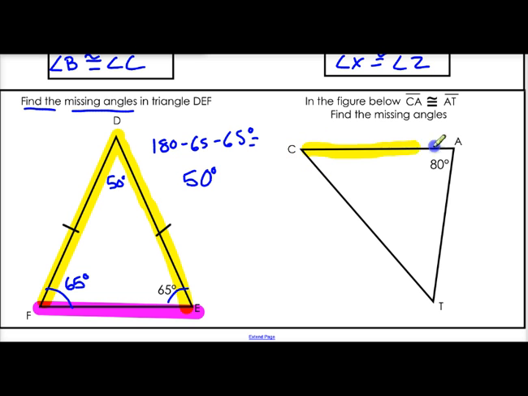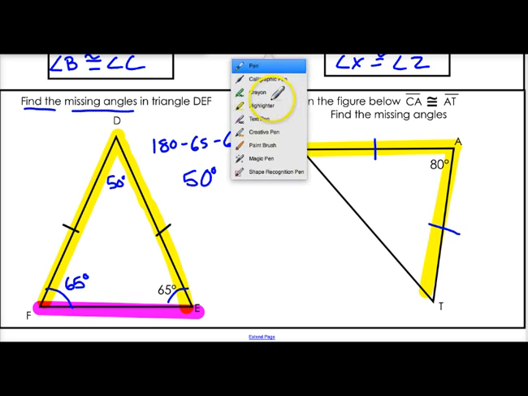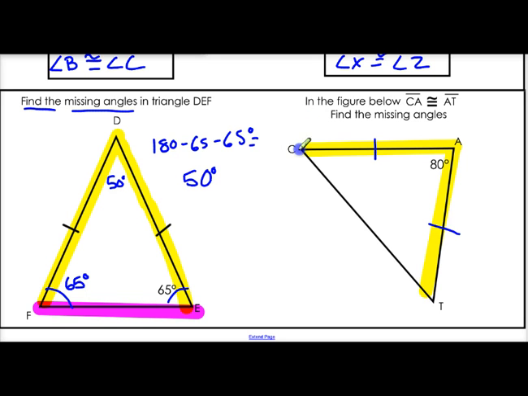So, got the color right this time. We're going to highlight our congruent sides. I forgot a step. Remember to mark these. CA is congruent to AT. Okay. Now let's make our base. All right, our base is right here. So now we just mark these. We know that C is congruent to T.